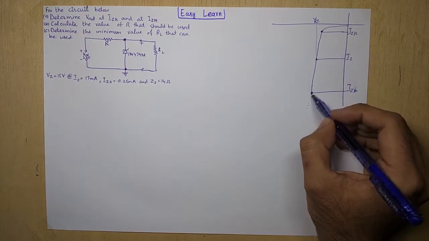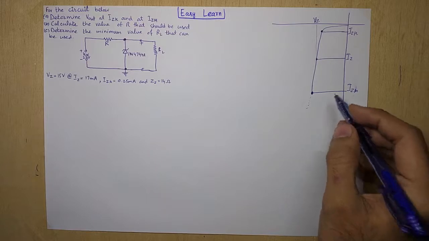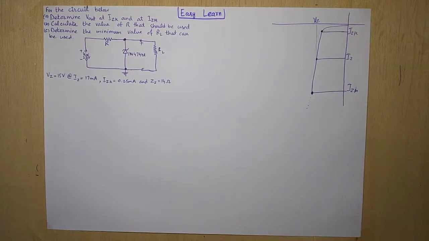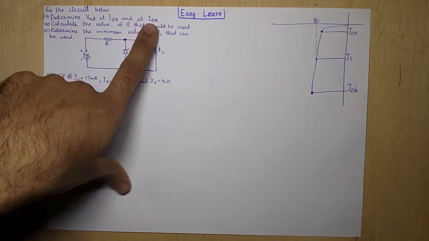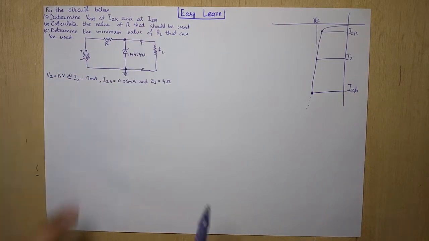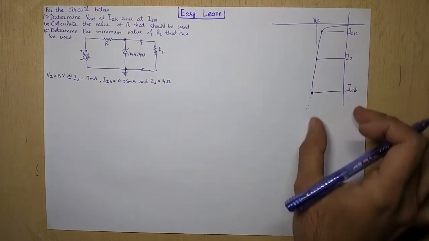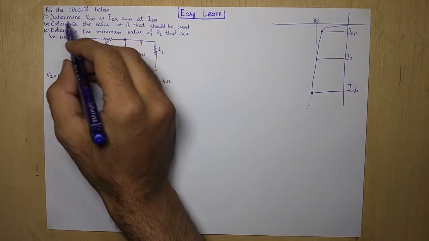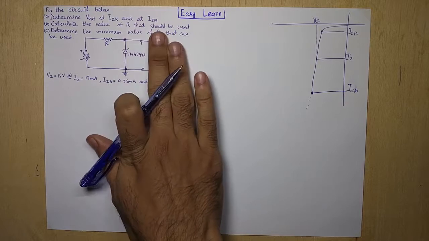This is our maximum point. This is the limitation. We cannot cross the IZM because our regulation will be lost. So the maximum point is the IZM. We have to calculate that, as it is mentioned in the question. We have to calculate our value at IZM, and determine the output voltage when there is no load connected.